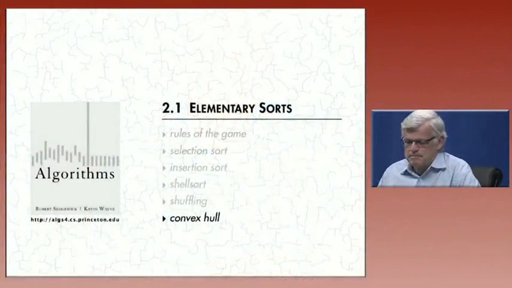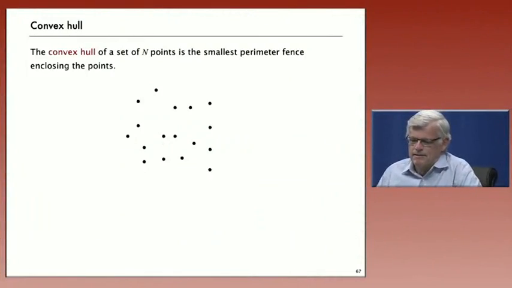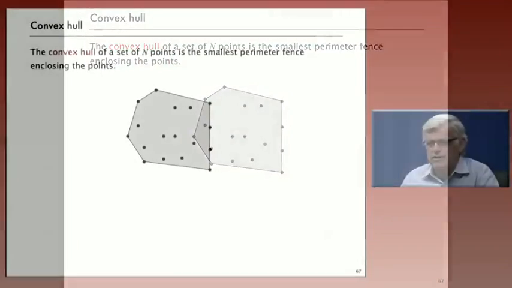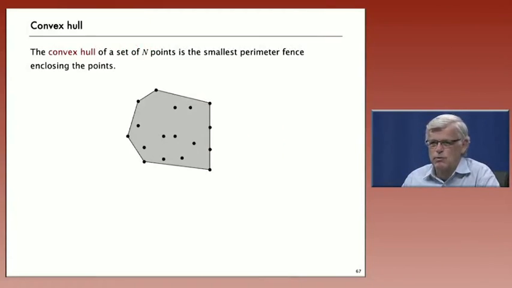Now we'll look at an application of sorting from the field of computational geometry for an interesting computation. If you have a set of endpoints in the plane, there's a geometric object called the convex hull, which is the smallest polygon that encloses all the points. There's the convex hull for that set of points.